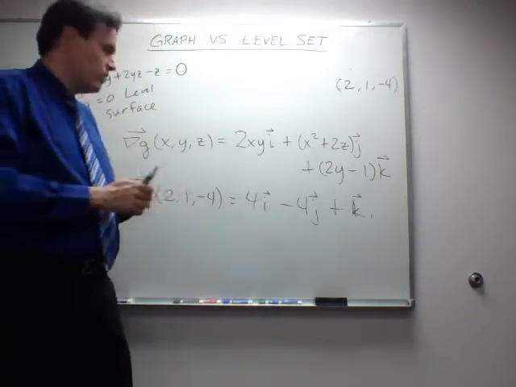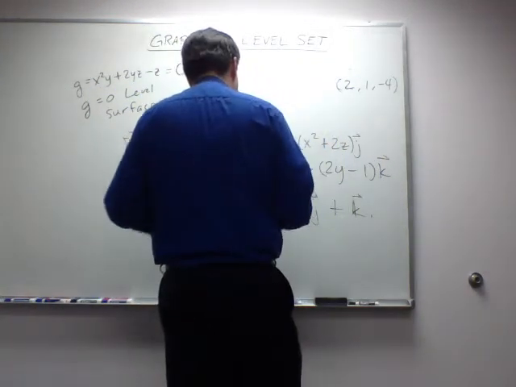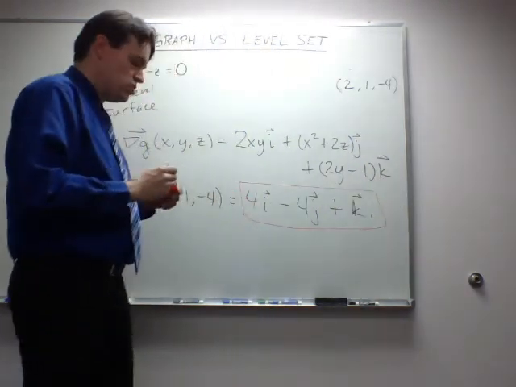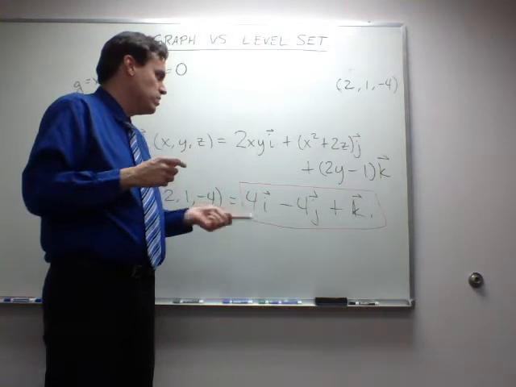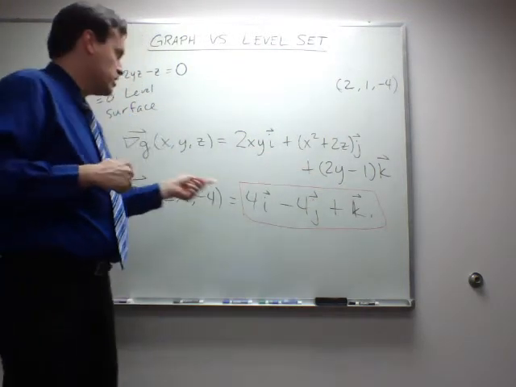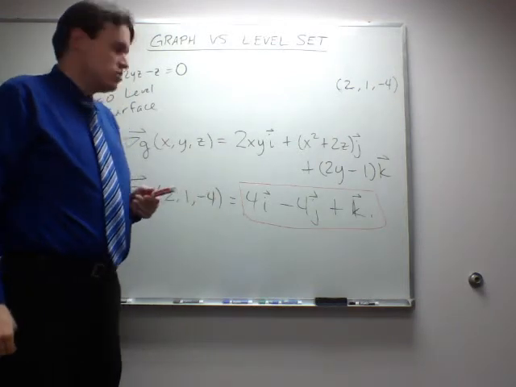I already have my normal vector. My normal vector is going to be 4i minus 4j plus k. You'll notice I didn't have to do anything with this point except for putting it into this formula to find the gradient at that specific point. Alright, now what's my tangent plane?